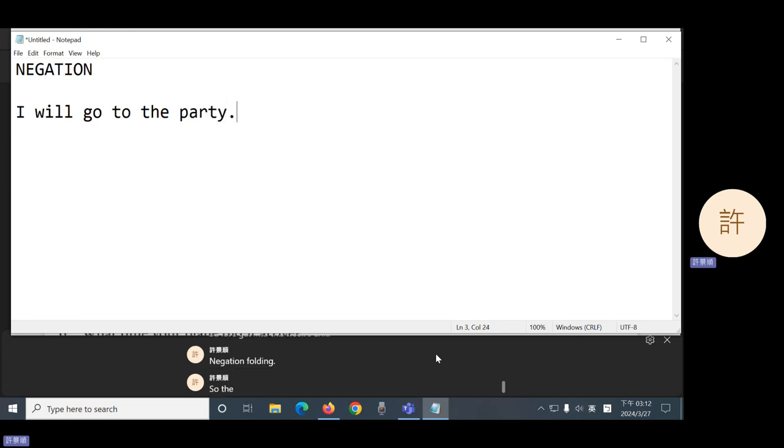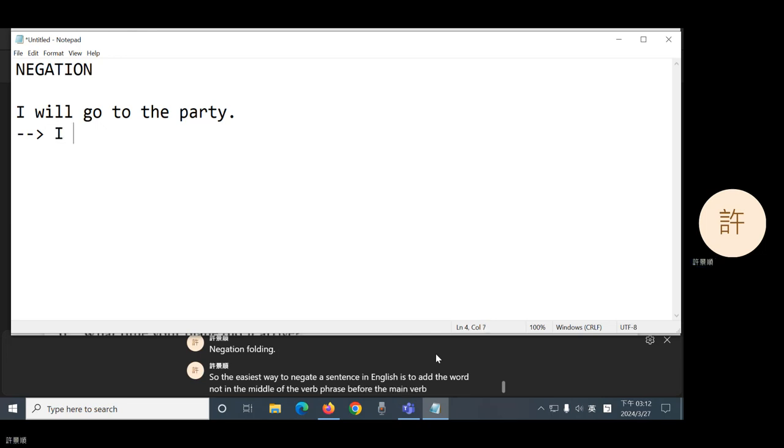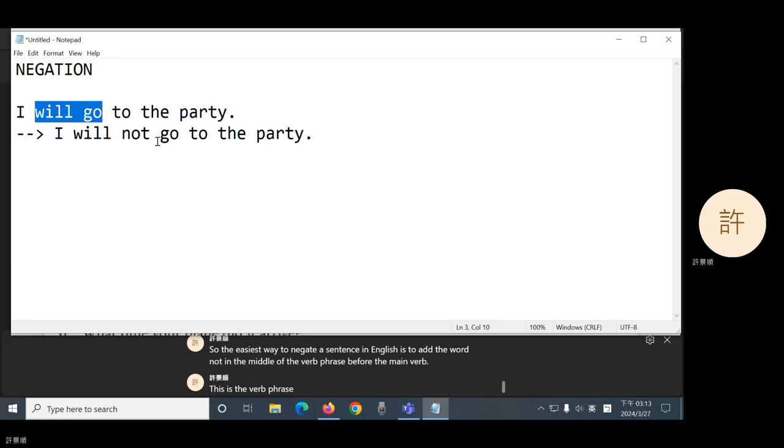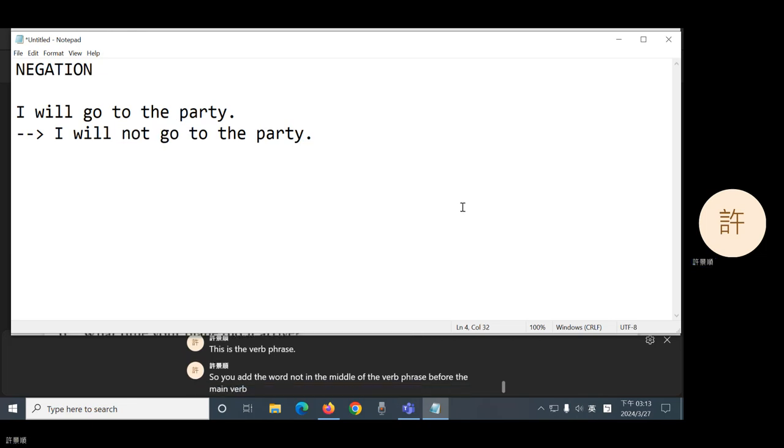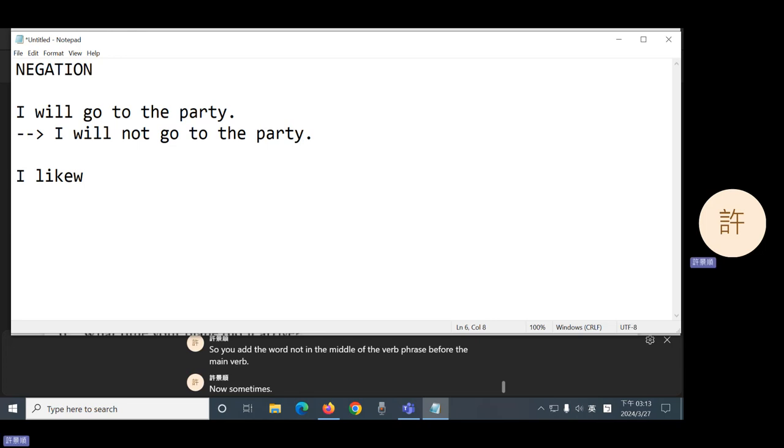So the easiest way to negate a sentence in English is to add the word not in the middle of the verb phrase before the main verb. This is the verb phrase. So you add the word not in the middle of the verb phrase before the main verb. Now, sometimes your verb phrase only has one word. In this case, you must add a word into your verb phrase. And then you can put in the not.